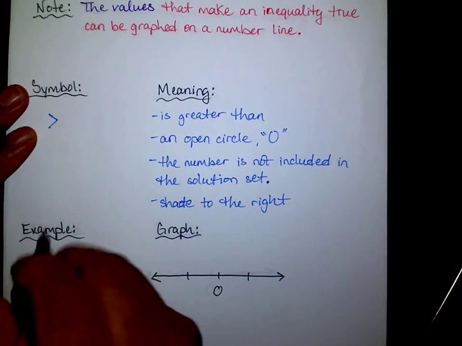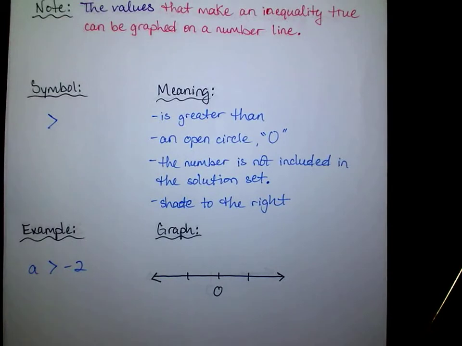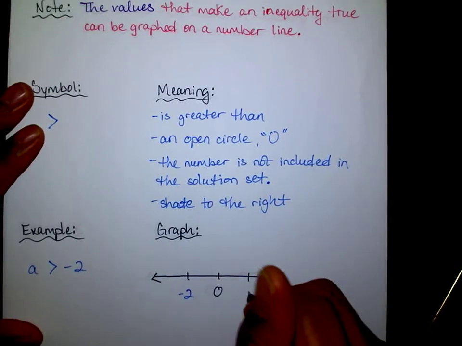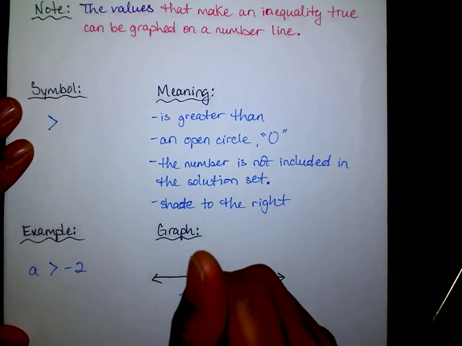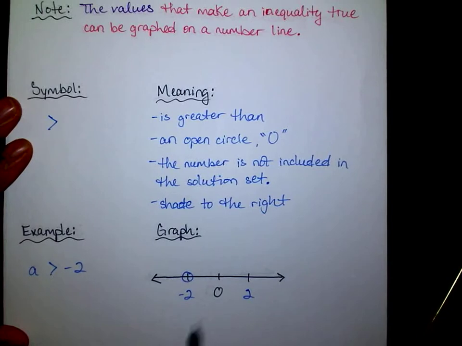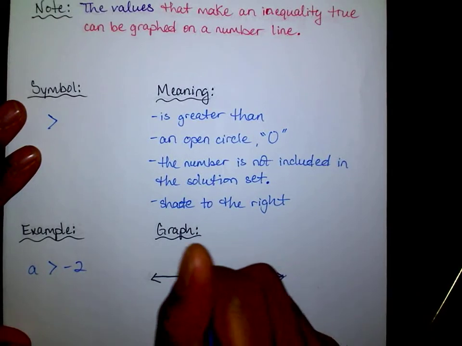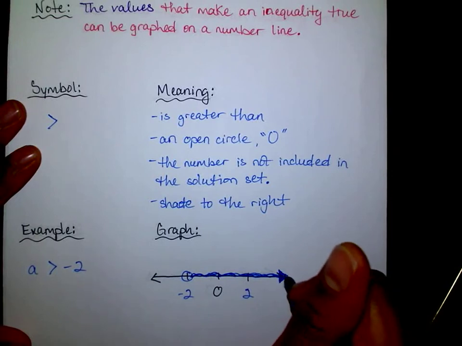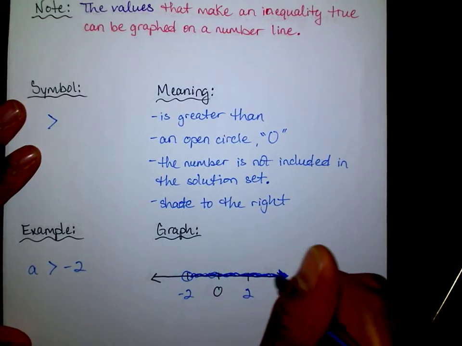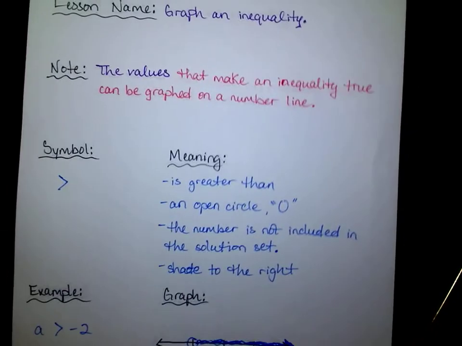We'll say that a is greater than negative 2. Negative 2 goes here, 2 goes over here. Open circle on negative 2. Negative 2 is not included in its own solution set, and we're going to shade to the right. There we go, and that's what that graph looks like.